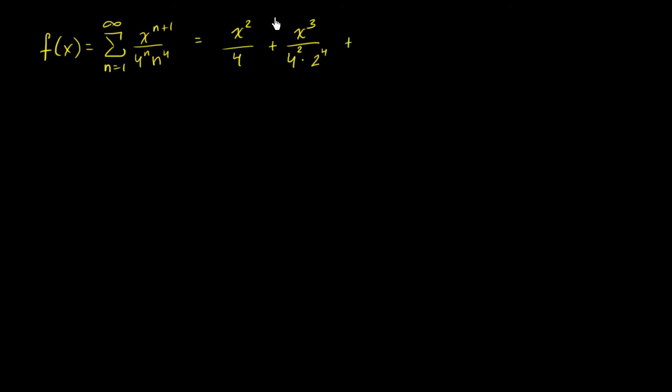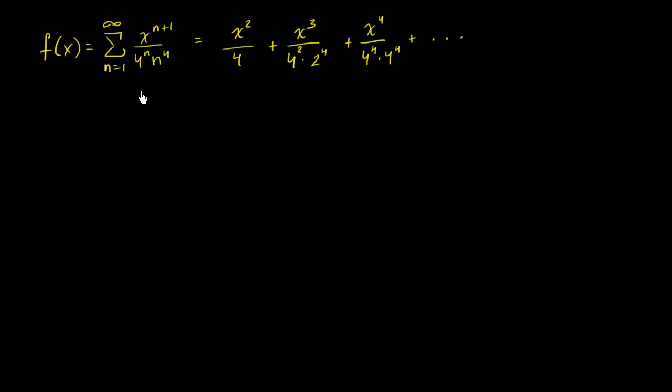Plus, when n is 3, this is going to be x to the fourth over 4 to the fourth power times 4 to the fourth times 4 to the fourth. So it's really going to be 4 to the eighth power. And we'll just keep going on and on and on just to get a sense of what this function would look like, this function that's defined by an infinite series.